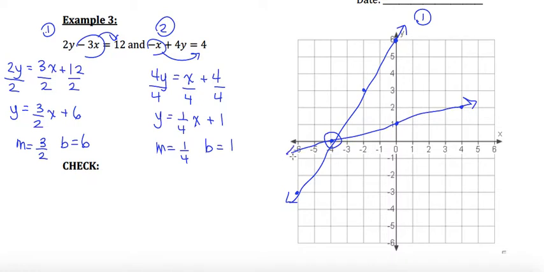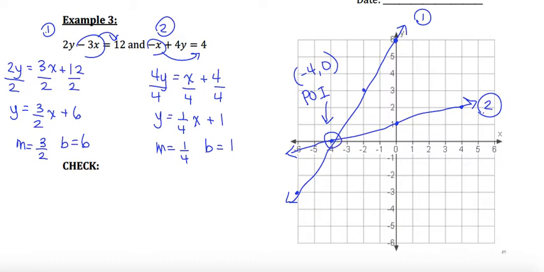Arrows on both sides to show that it goes forever, and labeling this as line 2. So here's my point of intersection, and my point of intersection has a coordinate of -4 and 0. So I'm going across to -4, but I'm not going up or down.